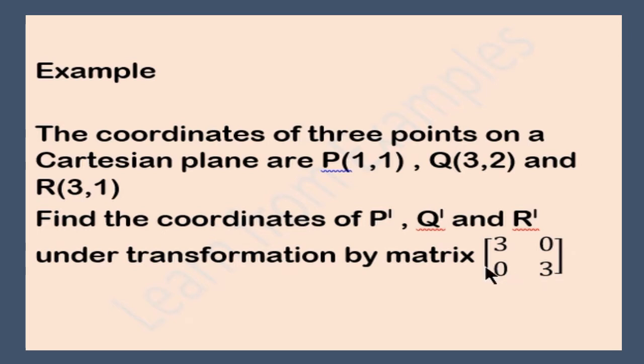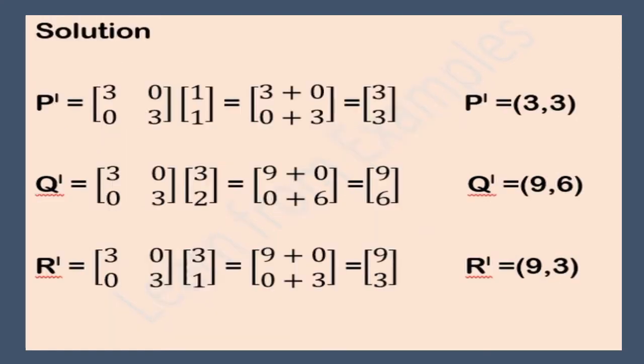Because this is a 2 by 2 matrix, we'll have to multiply with the points. So we'll make these points a 2 by 1 matrix and multiply it with the transformation matrix. Looking at this solution, P dash can be calculated by multiplying the transformation matrix with the coordinates of the point. The transformation matrix is written first and then the coordinates of the point. This one was given as an ordered pair, so we have written it as a 2 by 1 matrix. So let's see how we can multiply a 2 by 2 matrix with a 2 by 1 matrix.